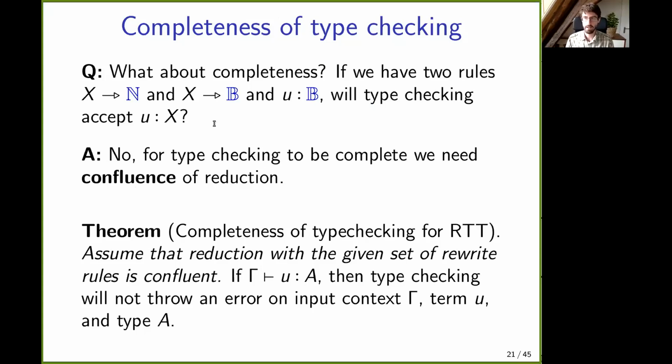There we can again look at a counterexample. Suppose we have a symbol X with two rewrite rules attached to it. It rewrites both to the natural number type and to the Boolean type. So this is non-confluent, you'll notice probably. The question is then, will type checking accept some Boolean to be of type X? And the answer is no. Well, it depends on the order in which the rewrite rules are applied. If this one is applied first, then you will get a type error that natural numbers are not equal to Booleans.